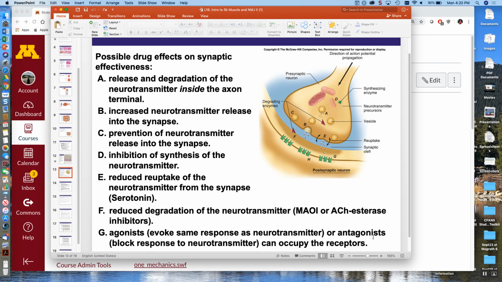Myasthenia gravis acts as an antagonist. They're antibodies that attack the nicotinic acetylcholine receptor, and it blocks the response. So with myasthenia gravis, I'll make a little arrow. I'm going to depict the antibodies as little upside down Y's, antibodies that attack the nicotinic acetylcholine receptor.